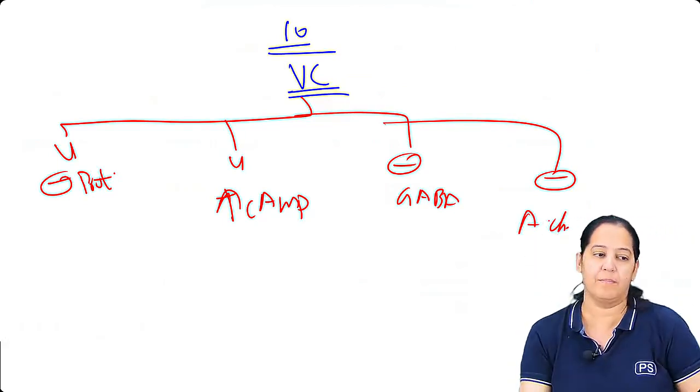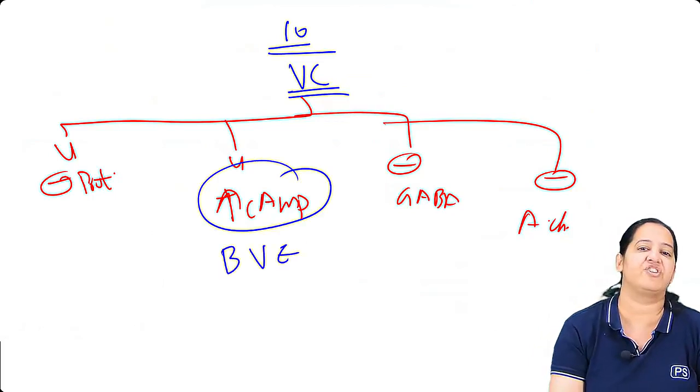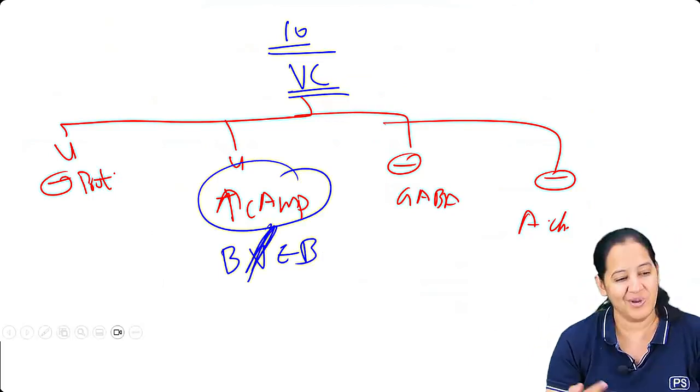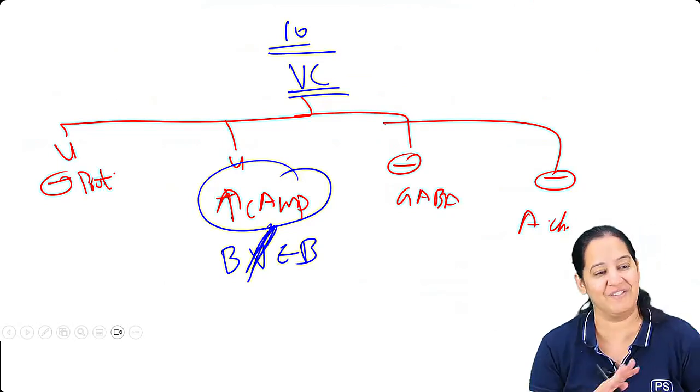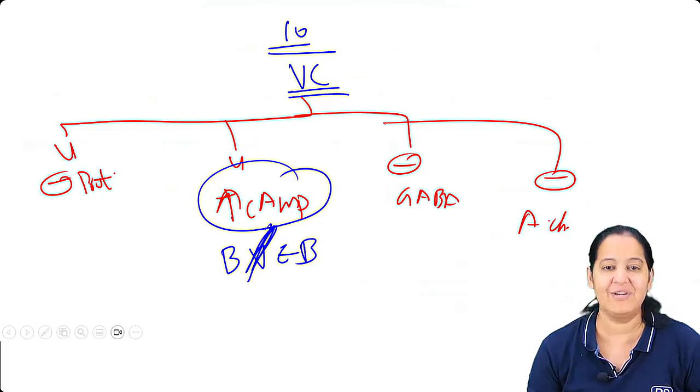Where does Vibrio come? I told you the mnemonic, na. Yes, in the cyclic AMP group. B, very efficient boy, is the V. So look, you already know more than half of the things. If you know the mnemonics basics, everything is very easy for you. So V for Vibrio. Yes, it increases cyclic AMP.